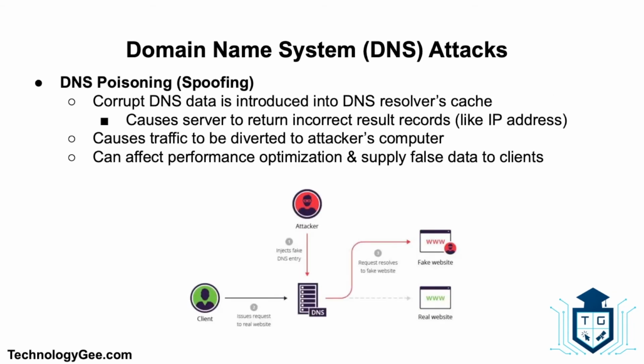Next, we have DNS poisoning, also known as DNS spoofing, and this is a form of computer security hacking hijacking, in which corrupt DNS data is introduced into the DNS resolver's cache, causing the name server to return an incorrect result record, such as an IP address. This results in traffic being diverted to the attacker's computer or any other computer.